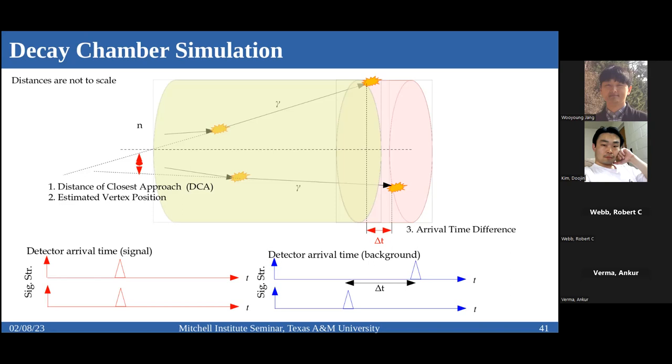And we use the detector arrival time in order to reject the neutrino originated photons. Since the neutrino is slower, there is a certain time difference in the arrival of these two different photons, whereas the ALP decay almost doesn't show any timing differences. So we used those three kinds of cuts.